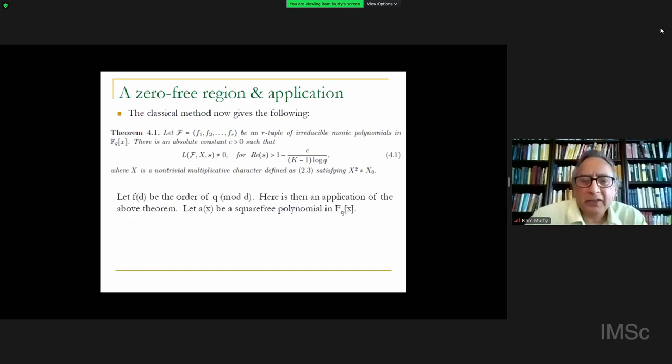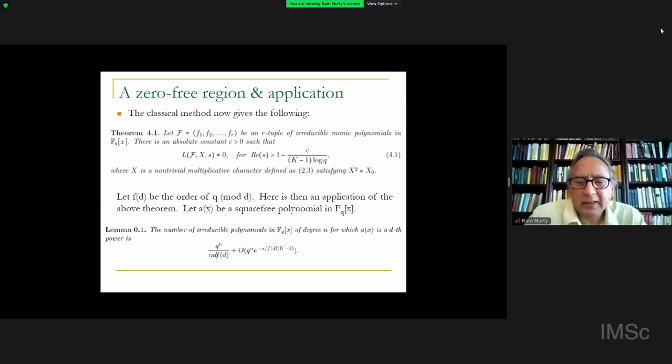Now, if f(d) is the order of q mod d, here's an application. Let a(x) be a square-free polynomial. The number of irreducible polynomials in F_q[x] of degree n for which a(x) is a d-th power is q^n over n, as we saw in the counting of the irreducible polynomials, but now you have to divide by d f(d). And then there's an error term, O of q^n e to the minus n over f(d) times k. So this is the analog of the prime number theorem for this particular problem: the proportion of irreducible polynomials for which a(x) is a d-th power is given by this probability, 1 over d f(d), and this is the error term.